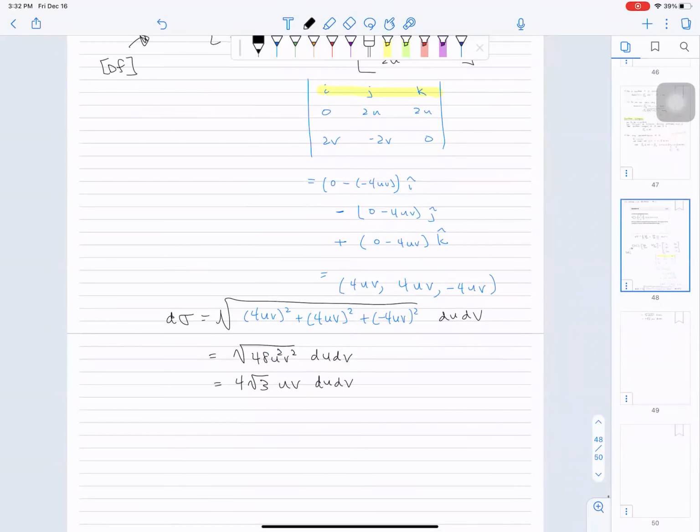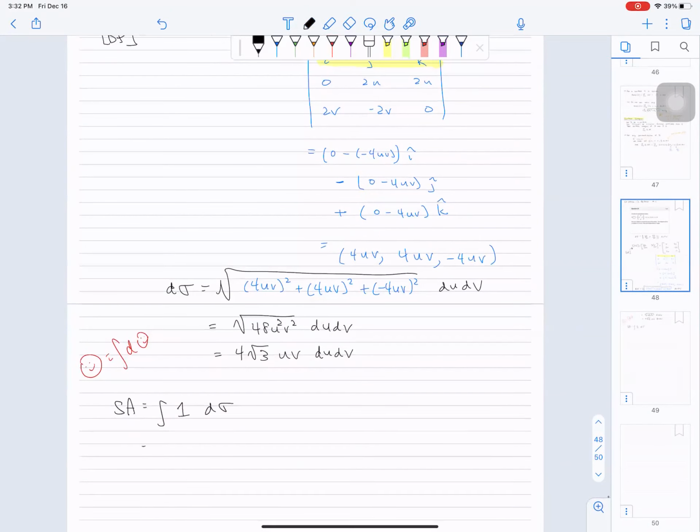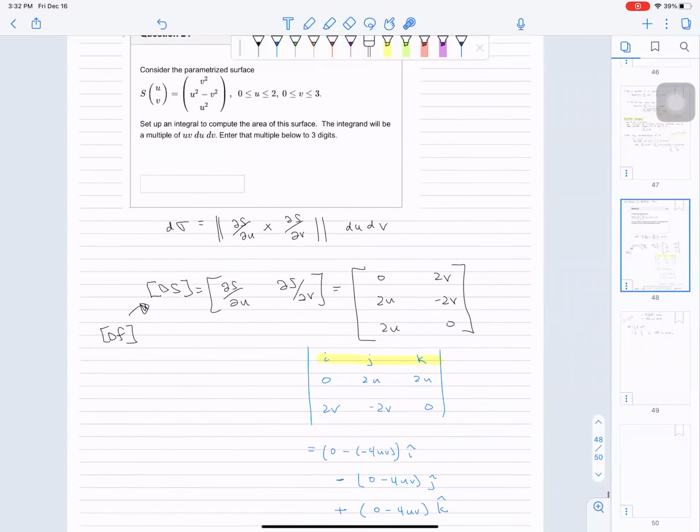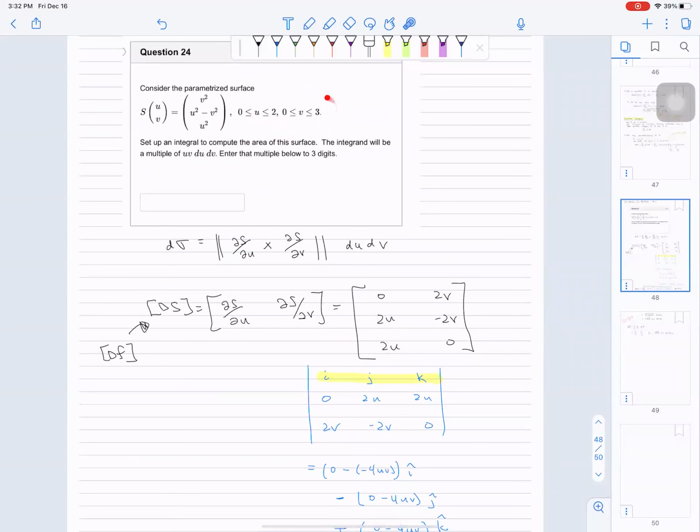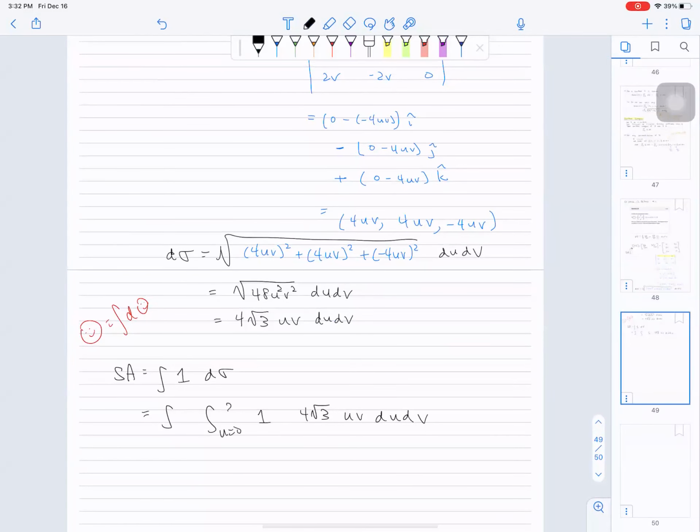And in order to find the surface area, recall, I keep saying this, smiley face, d smiley face. So surface area is going to equal the integral of 1 d sigma. In other words, 1 times 4 square root 3 uv du dv. What are my bounds? For that, I look at the beginning of my problem. They gave me nicely the bounds. So I can just take u from 0 to 2, v from 0 to 3. Okay. Any questions on surface area?